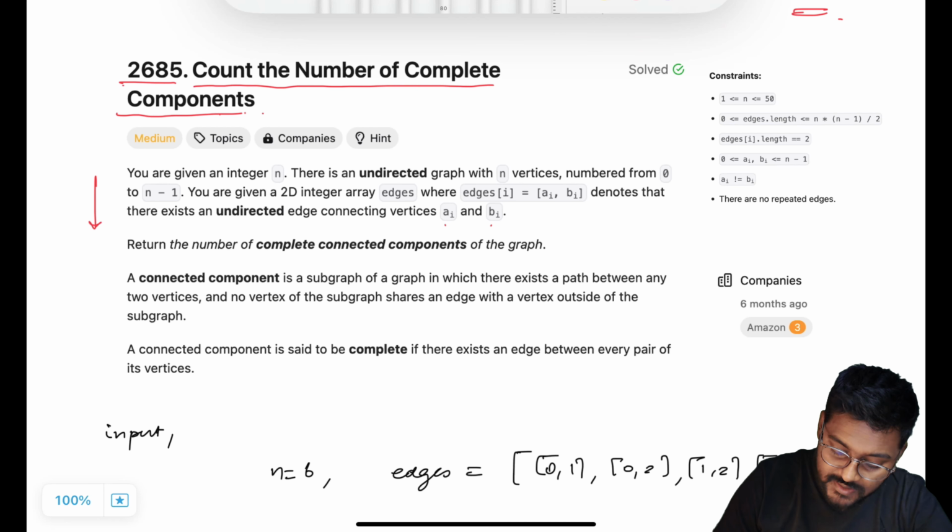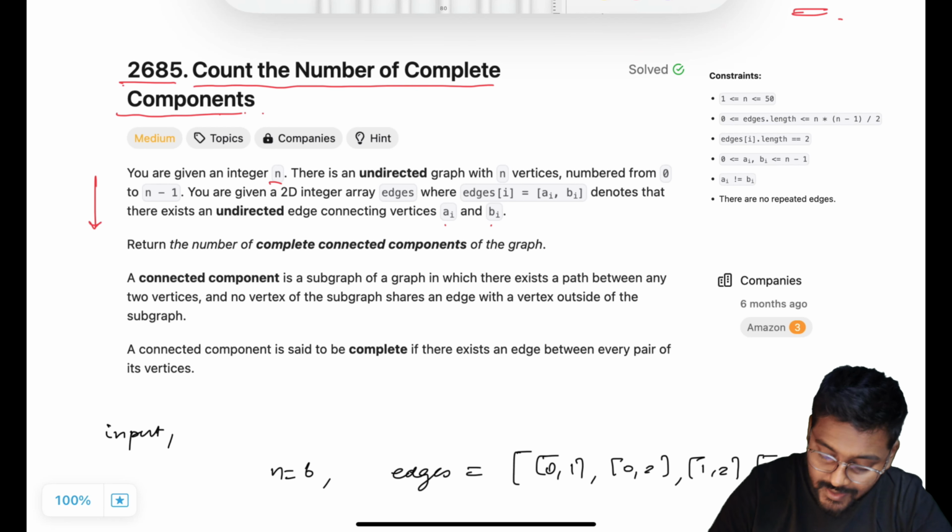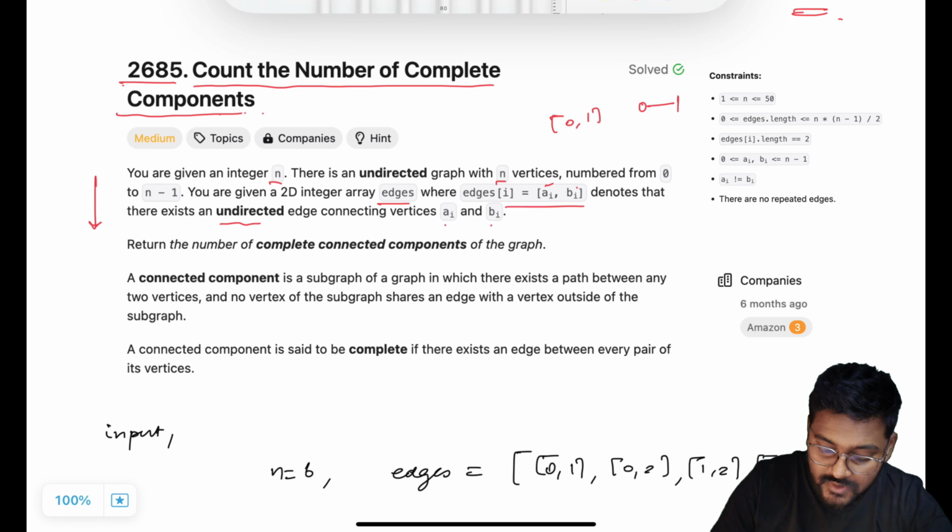Here we are given an integer n. There is an undirected graph with n vertices. Vertices are from 0 to n minus 1, and along with that we are also given an edges array, where edges[i] is an undirected edge from A to B. If, let's say, the edges array has 0 to 1, it means there is one edge from 0 to 1 and vice versa from 1 to 0 as well.